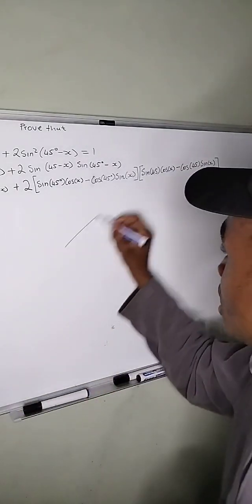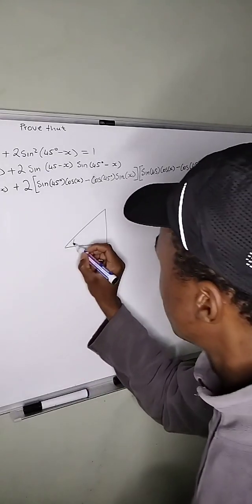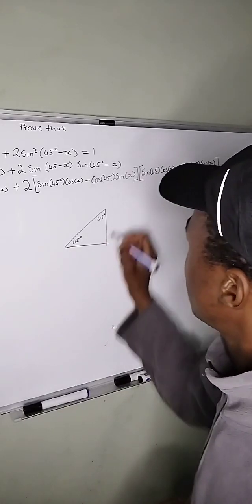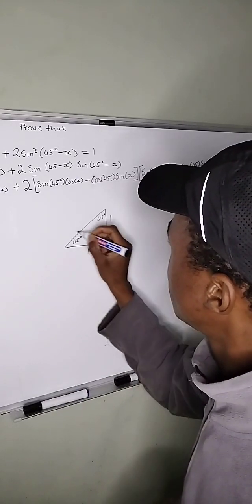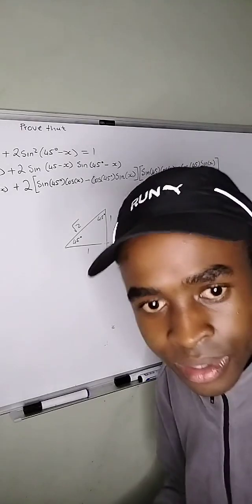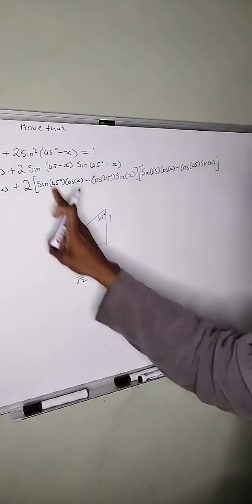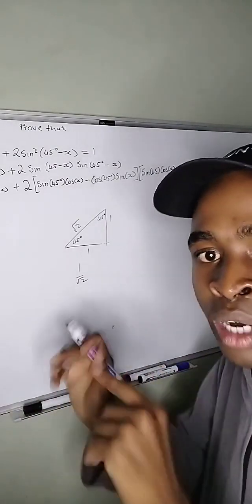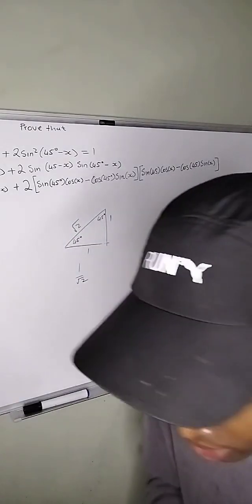So let me draw the triangle. It's going to be 45 degrees, 45 degrees, and 1, 1, root 2, right? So it's going to be 1 over root 2, the answer. So everywhere I see the sine 45, I'm going to substitute it with 1 over root 2. Ne?